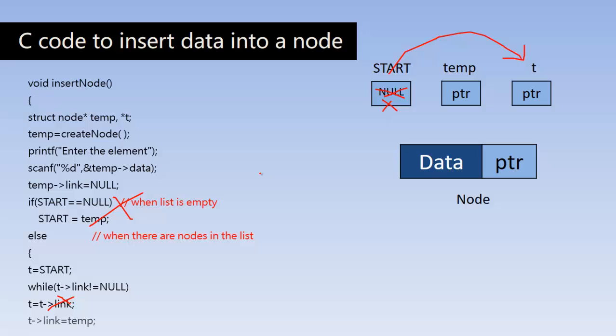If that is true, then we will store the content of temp inside T arrow link. T arrow link means the last node in the list, right? So there we are going to store the content of temp, which means the address of this newly created node, right?